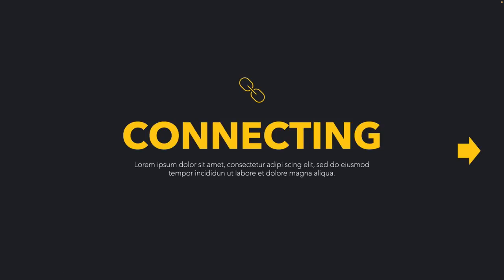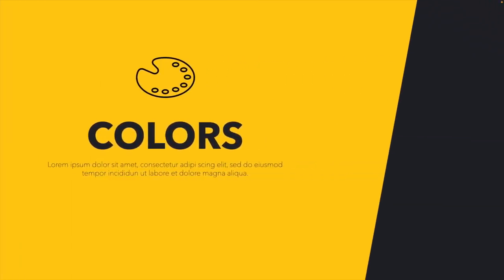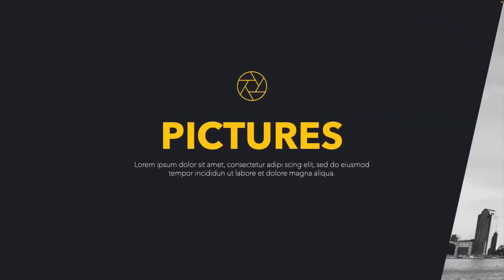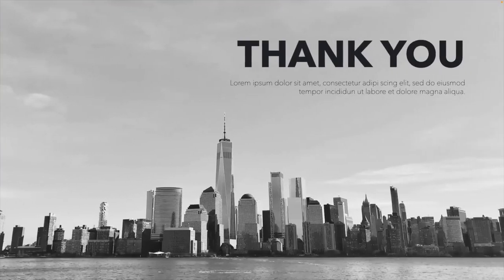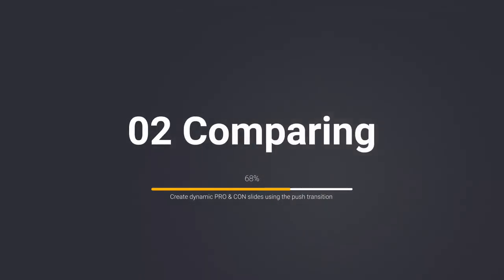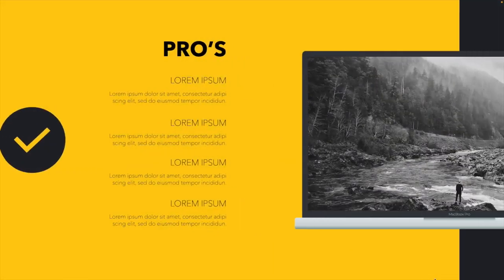This is how you can use colors and the push transition to connect using colors, transitioning from one bright color to another, as well as pictures that you have a little bit of an overlap on your slide to create a cool dynamic effect in PowerPoint. This brings us to the next one, which is going to be comparing things with each other. For example, pros and cons in slides.